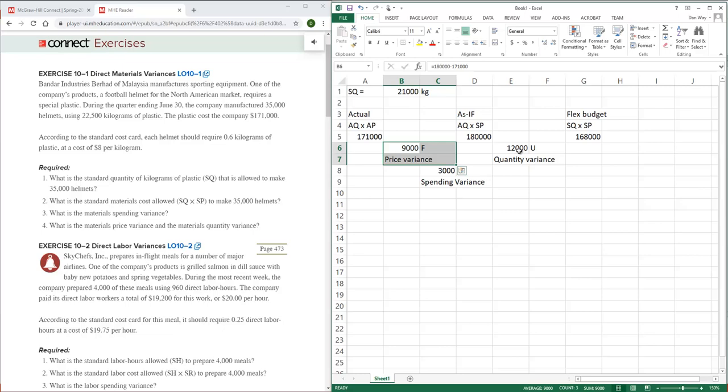On the other hand, I had an unfavorable variance related to quantity, so I used more plastic than I should have to make these 35,000 helmets. So maybe I had some waste, or maybe I had to make an interim change to add additional material to make them somehow safer, and we hadn't had a chance to account for that in this period, or some other difference related again to that usage of the amount of plastic needed. And that's it for exercise 10.1.